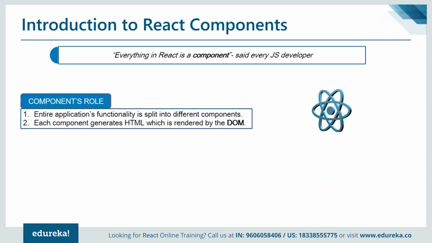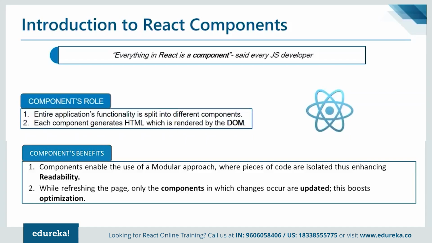Everything in React is a component. Components let you split the UI into independent and reusable pieces, and we can think about each piece in isolation. So each piece or each component in React works in isolation altogether. Conceptually, components are like JavaScript functions. They accept arbitrary inputs, and those inputs are called props in React. And they return React elements describing what should appear on the screen. Each component basically generates HTML which is rendered by the DOM, and DOM here is the Document Object Model.